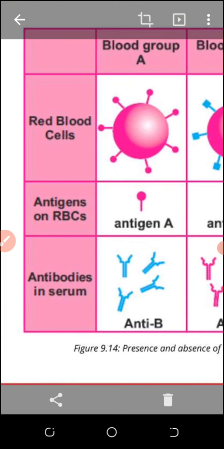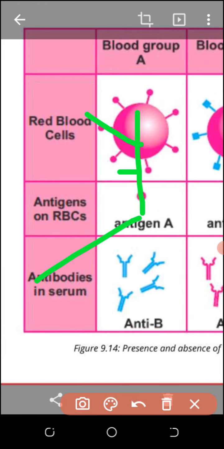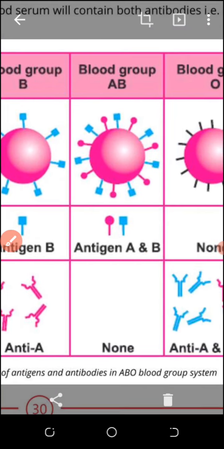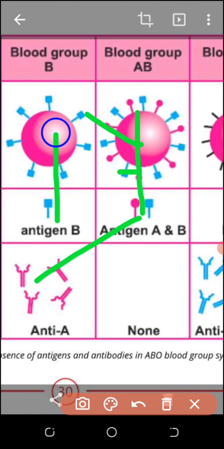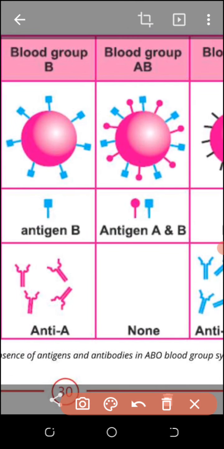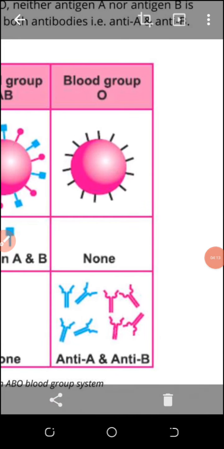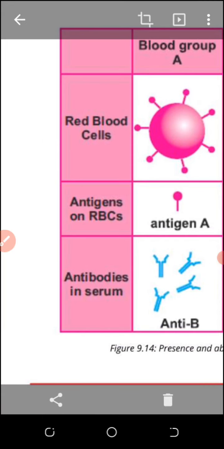This is basically blood group identification. Antigen A, blood group A, this is very easy. And then antigen B present, blood group B. Antigen AB present, blood group AB. Similarly, if antigen A and B are not present, blood group is O. So what is antigen? It is a protein, and it is attached to the red blood cell.